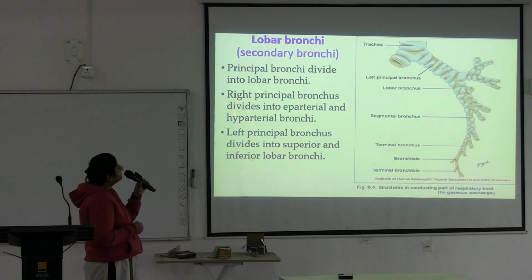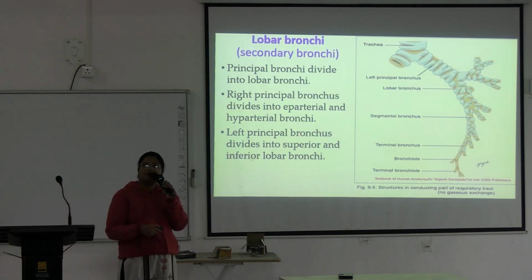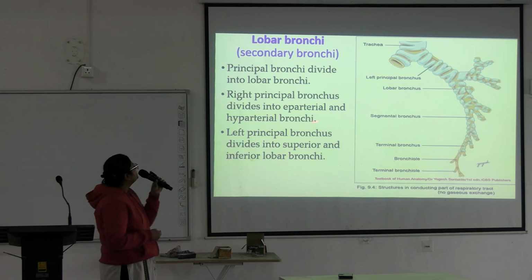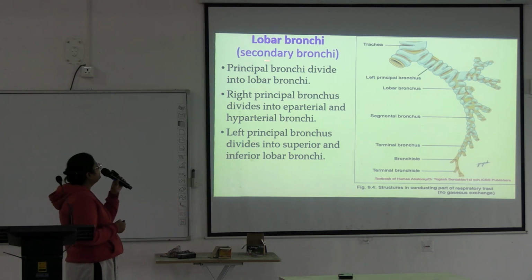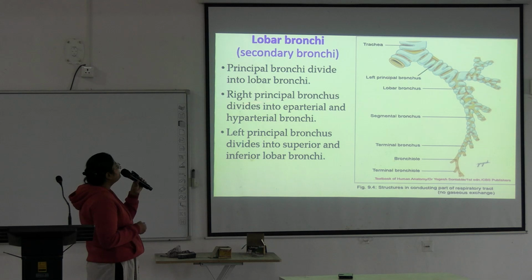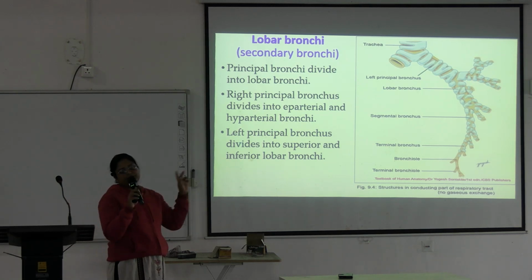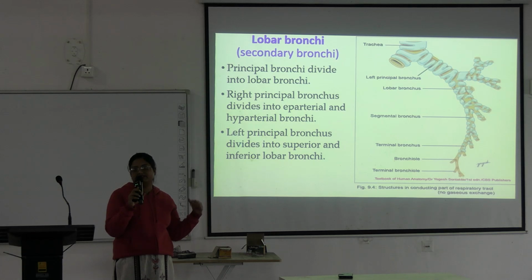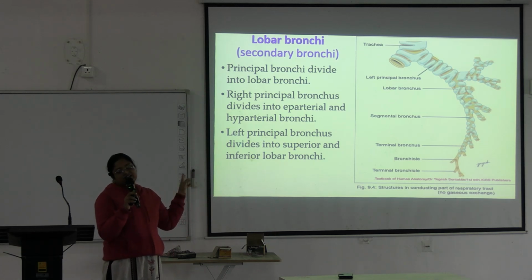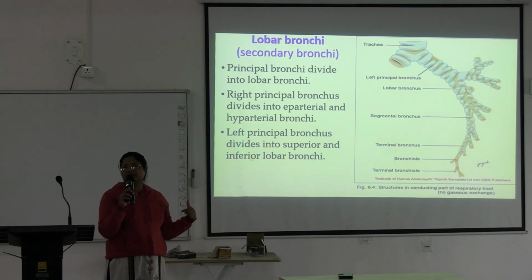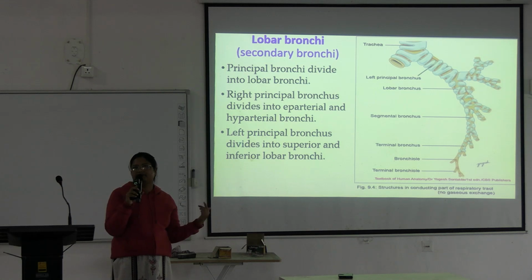So after the principal bronchi, we go to the lobar bronchi. Lobar bronchi or secondary bronchi: each principal bronchus divides into lobar bronchi, and the right principal bronchus divides into eparterial and hyparterial bronchus. You have seen in the lung root on the right side two bronchi are present. Superior one is the eparterial bronchus, inferior one is the hyparterial bronchus.